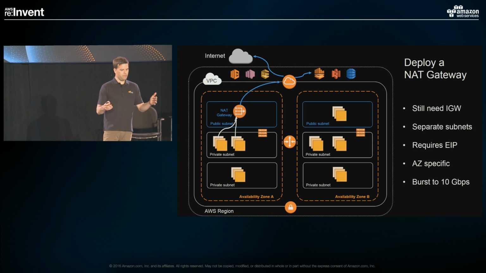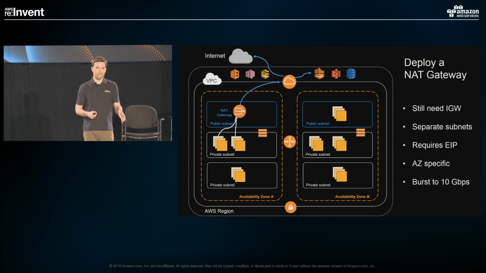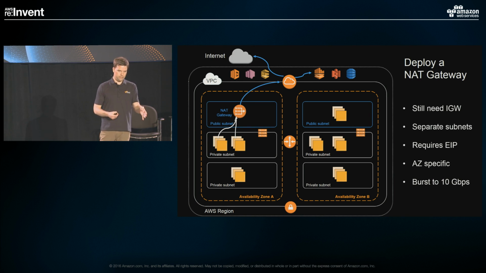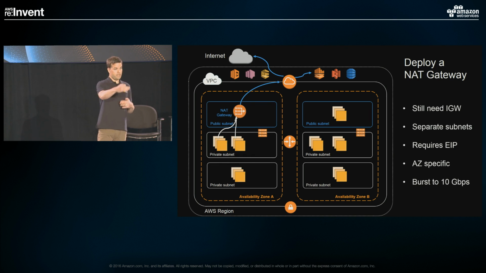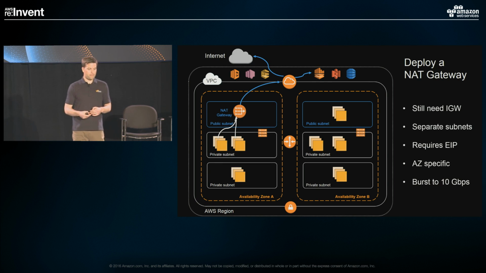And there are a few requirements. It's not like an IGW or VGW where it's a VPC-wide service. You deploy a NAT Gateway in a specific availability zone. It's highly available and fault tolerant for that availability zone. So you still need that internet gateway. You still need separate subnets to be able to define the routing policy to use that NAT Gateway. It requires an elastic IP assigned to it, so it has a public address. And each NAT gateway is burstable to 10 gig of bandwidth today.